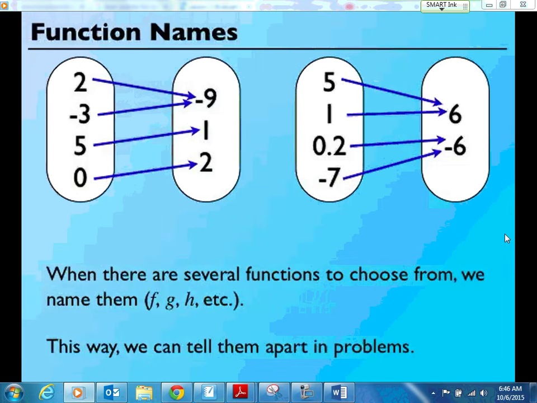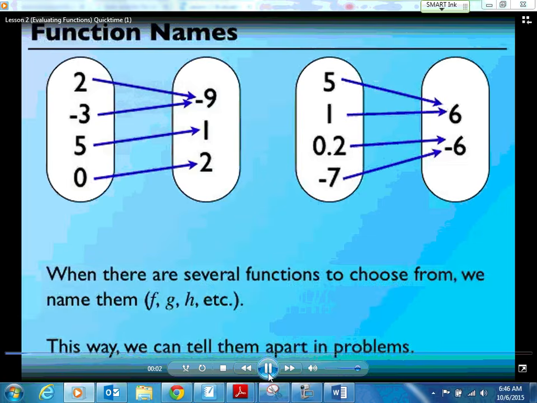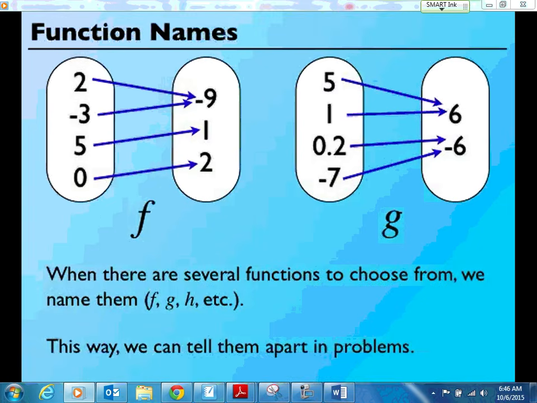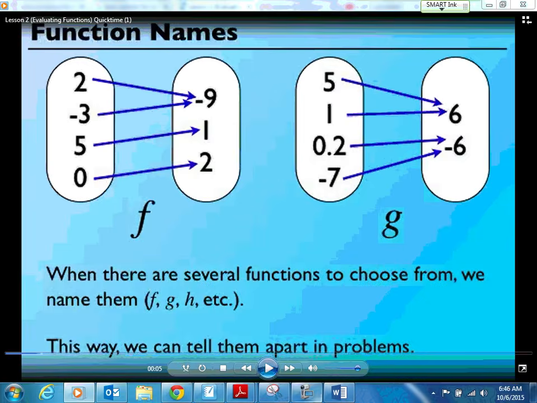So you should be copying this down into the box that says function names. It already has these two functions at the top drawn for you. You should be writing down, maybe we would call that one f and that one g. So you could put an f under the one and a g under the other one and write about why we would call them different names, because it helps us to tell them apart in problems. All right, going on.